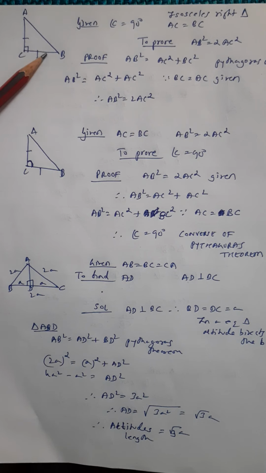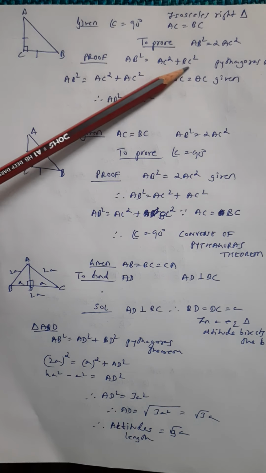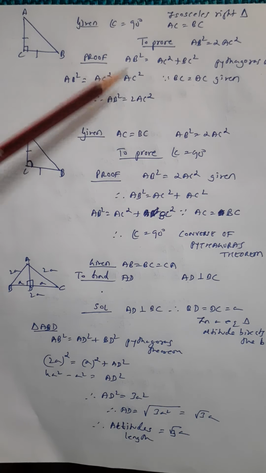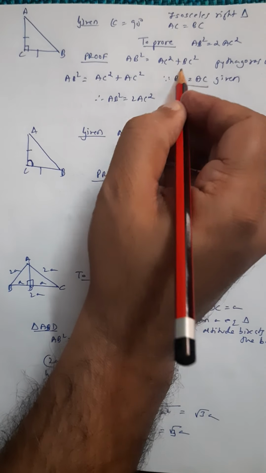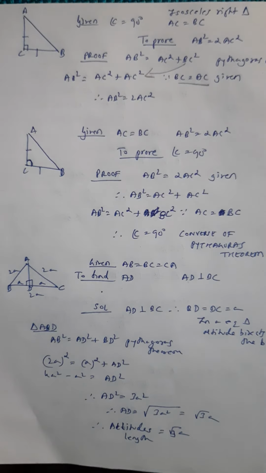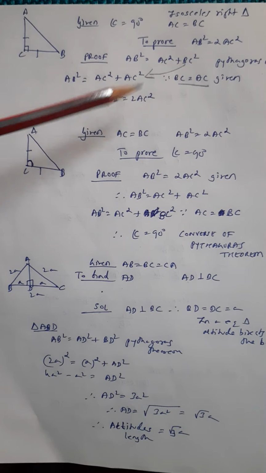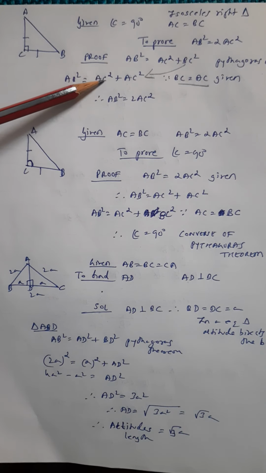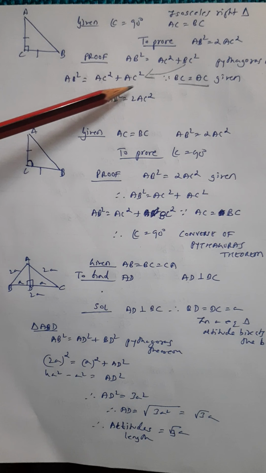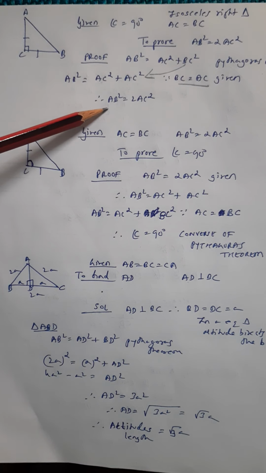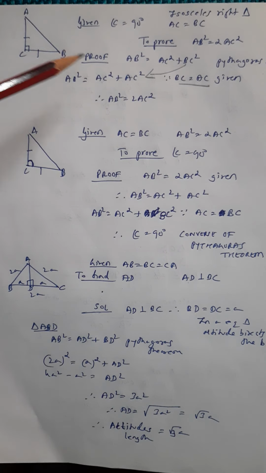And since it's an isosceles triangle, what happens? Instead of BC, I can replace it with AC. Okay, BC and AC are equal, right? So BC square is replaced with AC square. You will get AC square as it is plus AC square, and therefore AB square equal to 2AC square. So it's a simple question. These type of questions may be asked for 2 marks.